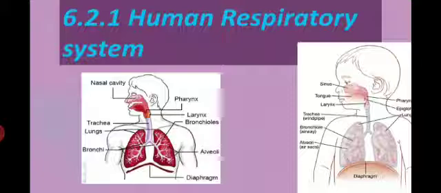The conducting zone begins with the nose and nasal cavity, and the trachea is part of the conducting zone. It branches into the bronchi and bronchioles. So you have to see this route, where the gases are inhaled and exhaled respectively through this pathway. This is called the conducting zone.